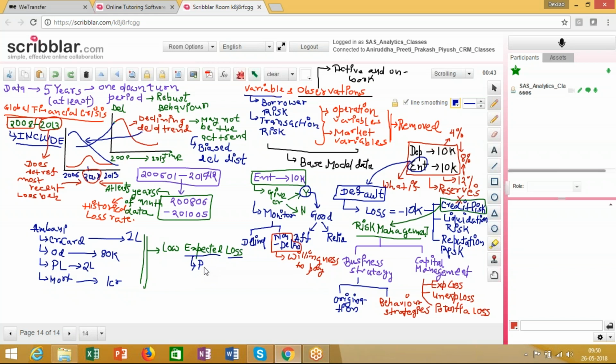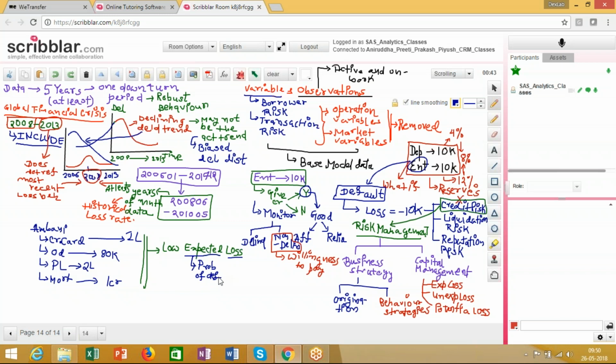So over here, the first thing that I need to understand is the probability of default. I need to know what the chances are that this guy would default in the next 12 months. Generally, whenever a bank is assessing, the bank always assesses the behavior of a borrower in the next 12 months. So in the next 12 months, what are my chances of defaulting? That's one. Now coming to the loss.